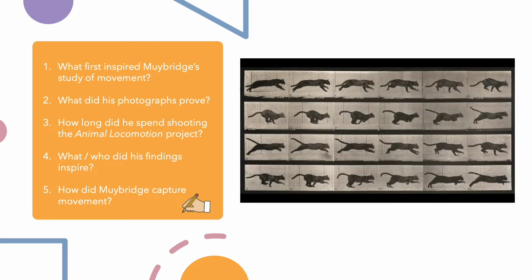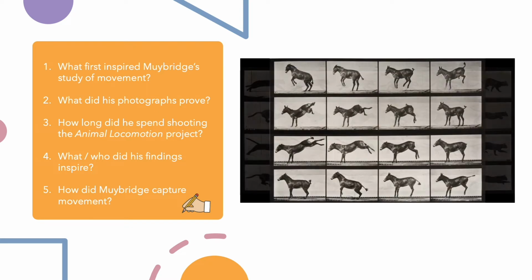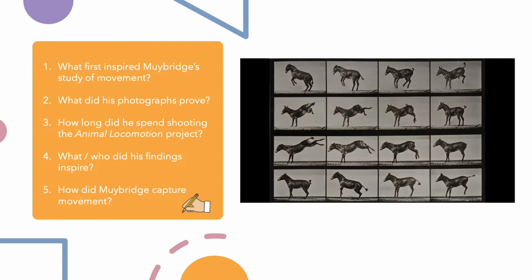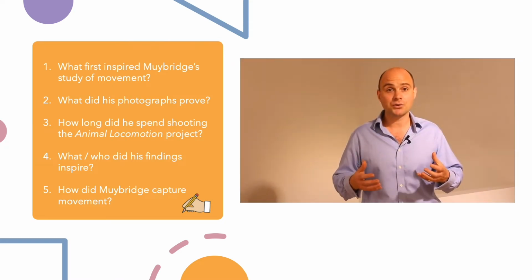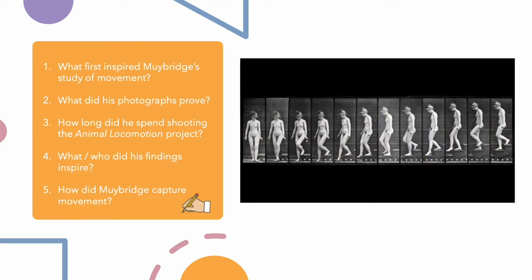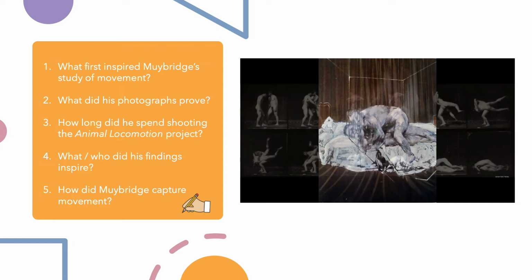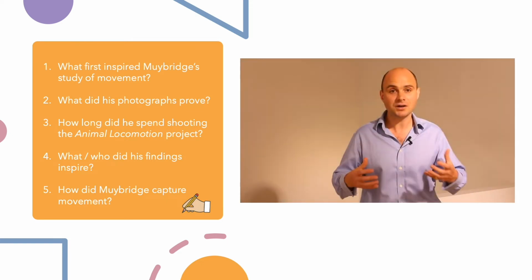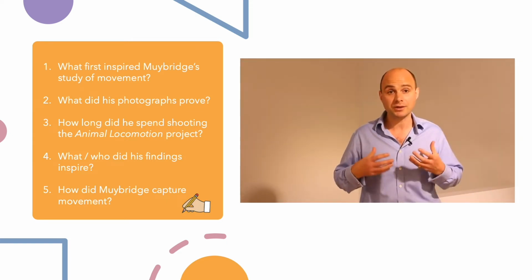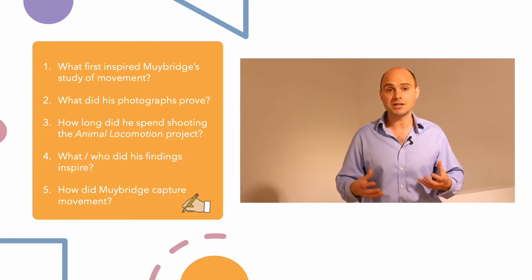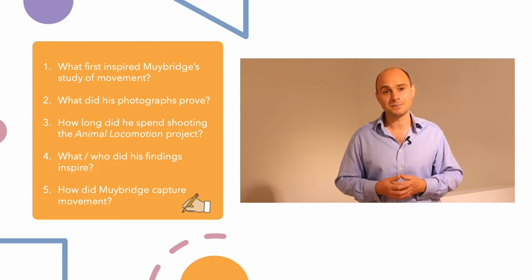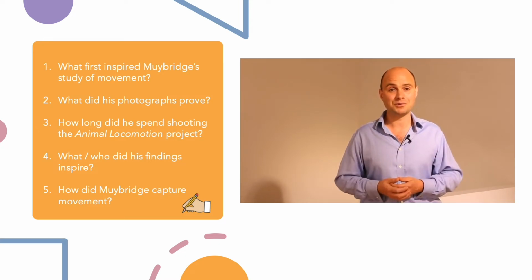The photographs fundamentally changed understandings of movement. The imagery of animal locomotion also had a profound impact on a huge range of subsequent artists, including Marcel Duchamp and Francis Bacon. Our exhibition will be the first exhibition of Muybridge's work in the UK since the Tate's major retrospective in 2010, and I very much look forward to welcoming you to the gallery.